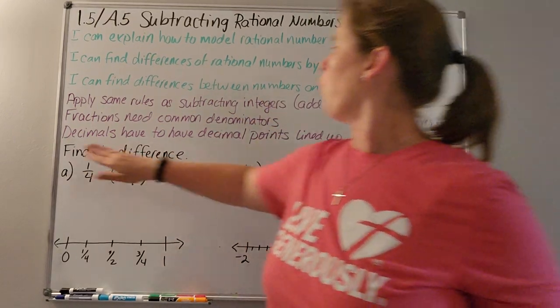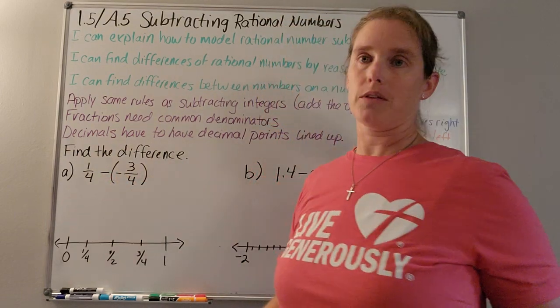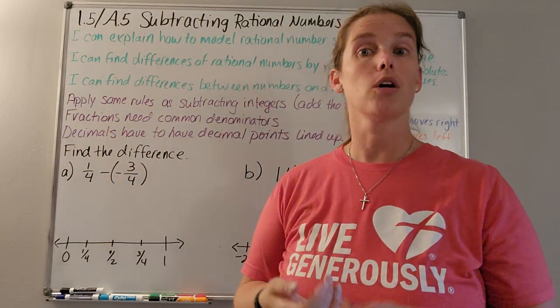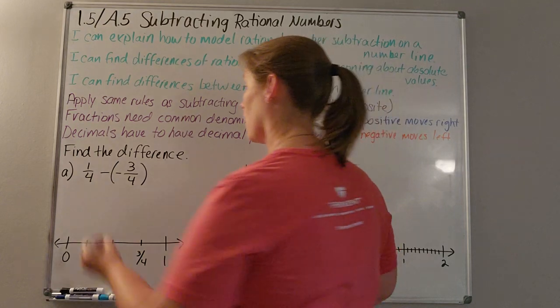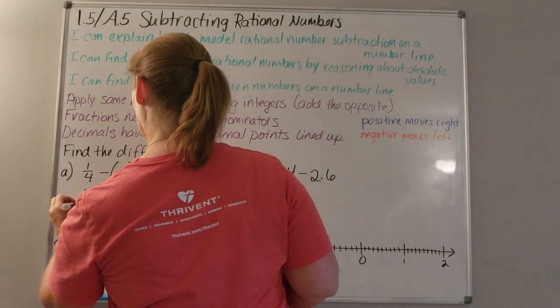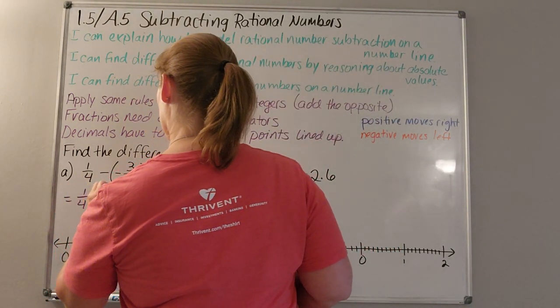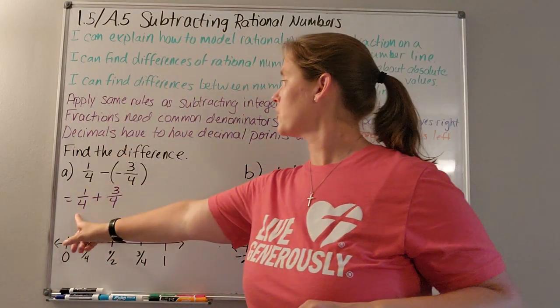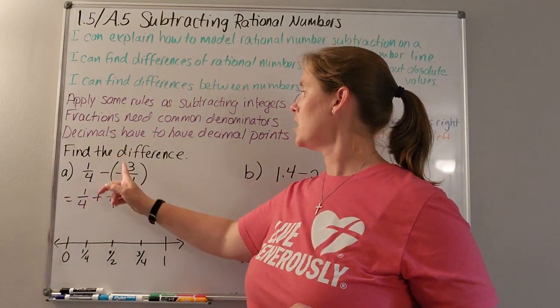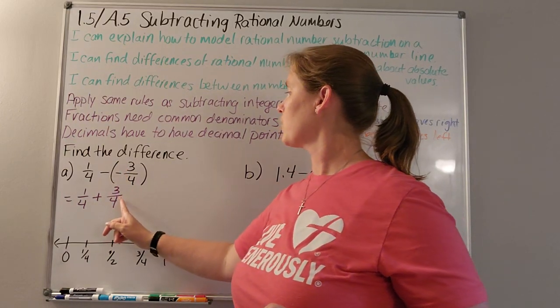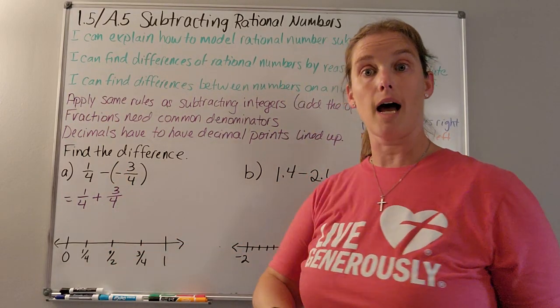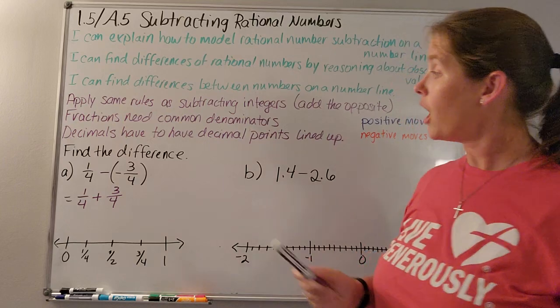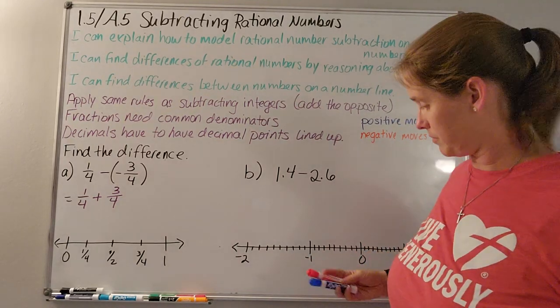Okay, 1/4 minus -3/4. Well, first thing we need to do, turn it into our addition problem. So it's going to become 1/4 plus 3/4. We keep the first term, change subtraction to addition, and make -3/4 positive 3/4. We write its opposite. All right, now we're going to draw this out on the number line.